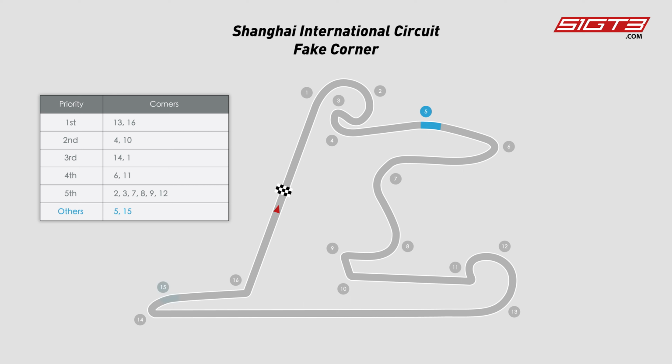Finally, there are corners 5 and 15, both of which are fake corners with very small cornering amplitudes, so the priority of these corners can be ignored for now.